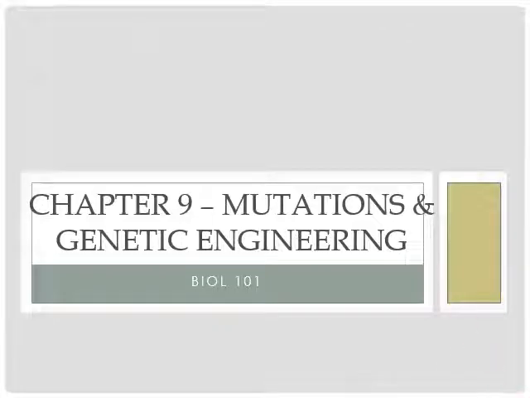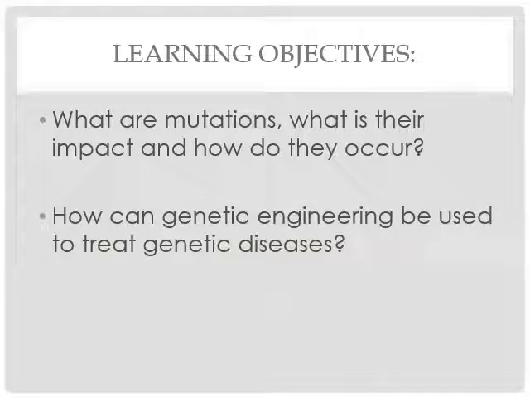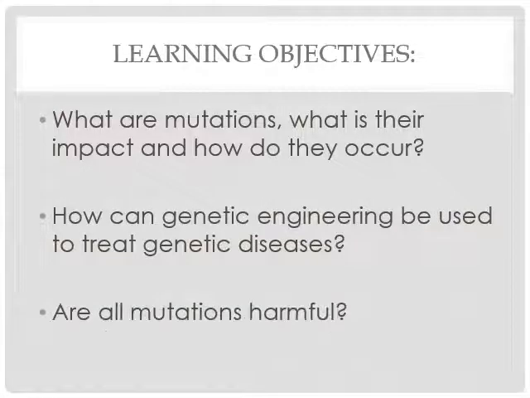Chapter 9, Mutations and Genetic Engineering. By the end of this chapter, there are 3 things that you should know. You should know what mutations are, what their impact is, and how they occur. How can genetic engineering be used to treat genetic diseases, as well as if all mutations are harmful.